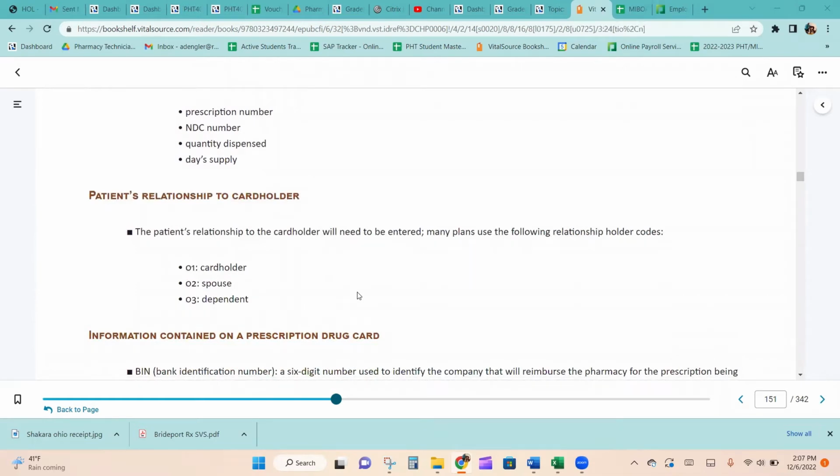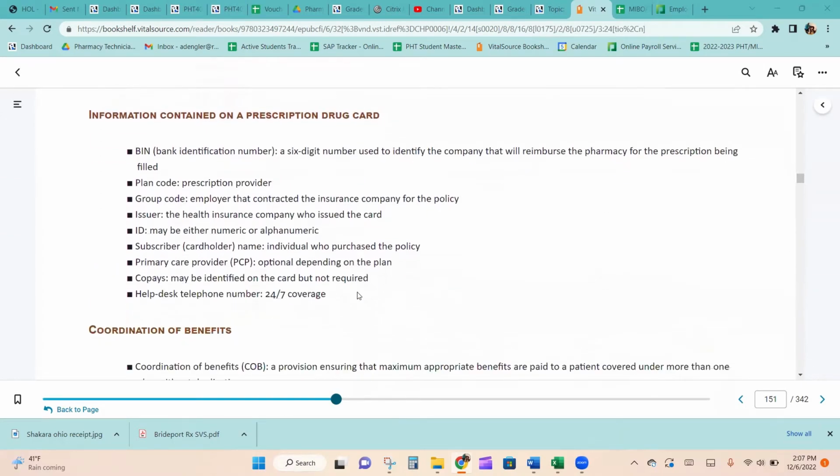Patient's relationship to cardholder will need to be entered. Many plans use the following relationship codes: 01 for the cardholder, 02 for spouse, and 03 for dependent. Information contained on a prescription drug card: so the BIN number, the plan code, the group number, issuer ID, subscriber name, primary care provider, co-pays, and help desk phone number.